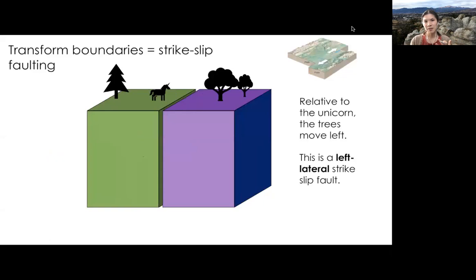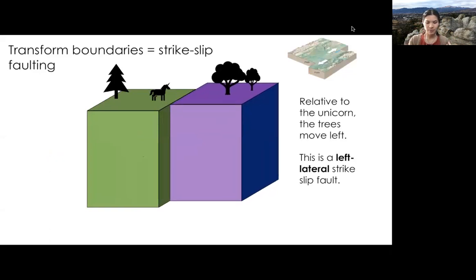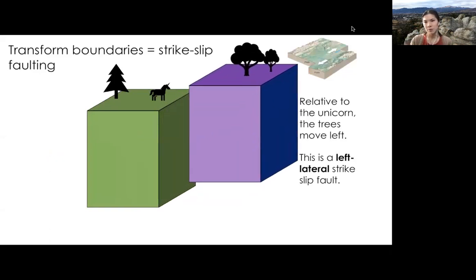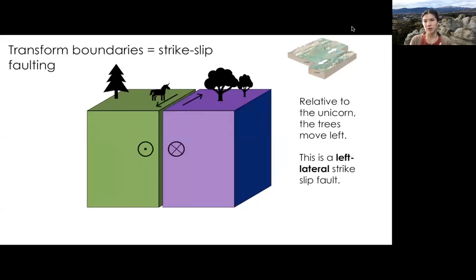We can have the opposite occur where instead of the trees moving to the right, they can move to the left like this. And this would just be called a left lateral fault. And we would have the opposite notation here in terms of those arrows where now the green block is coming towards us. And so we have the arrowhead. And then the purple block is moving away from us. So we have the fletching of the arrow.